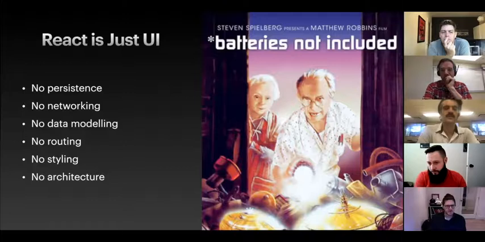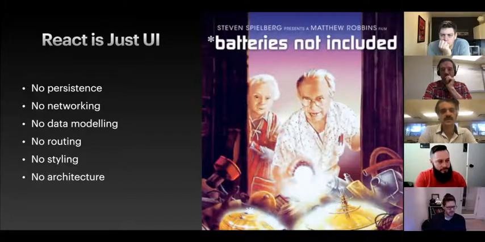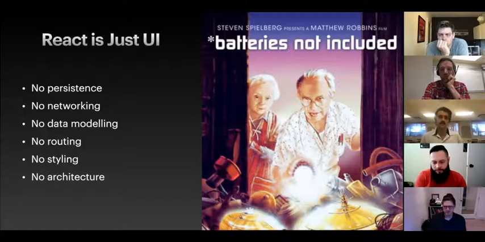There are pieces that are commonly glued together for all of these things. So for persistence, you would see things like Redux going to browser stores. There are well-trodden paths for each of these elements. But when you're working with React, you'll often find yourself picking your favorite routing library and styling library, for example, and bringing them together.